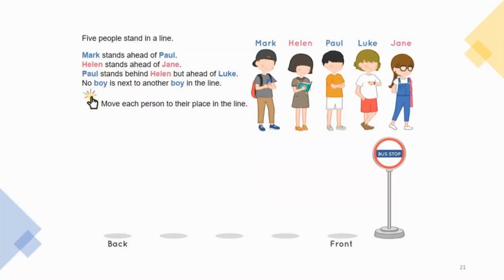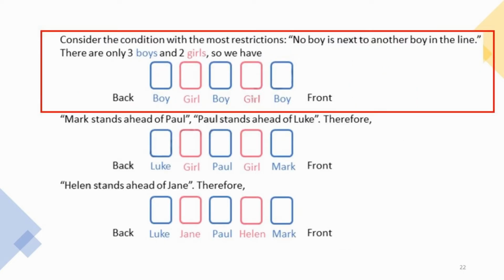Now we describe how our system can help question designers check the gap between problem-solving behavior and design intention. Still this question, students are required to drag 5 characters to the queue in order to satisfy 4 conditions. The question designer wants students to solve the question from the last condition: no boy is next to another boy. Based on this, students can solve the problem with the least steps.